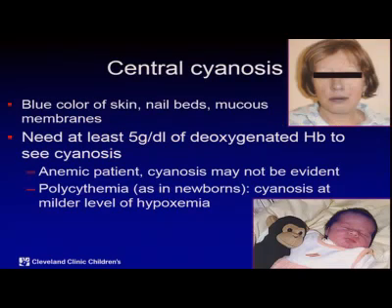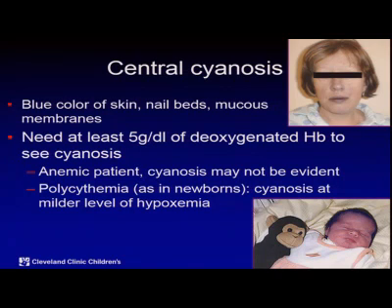All right, blue. Let's talk blue. Central cyanosis is blue color of the skin, nail beds, and mucous membranes. Just know that you need at least 5 grams per deciliter of deoxygenated hemoglobin to actually see visible cyanosis. So in anemic patients, cyanosis may not be very evident because the total amount of deoxygenated hemoglobin may be less. On the other hand, if you have polycythemia, then you would be able to see visible cyanosis at milder degrees of hypoxemia.